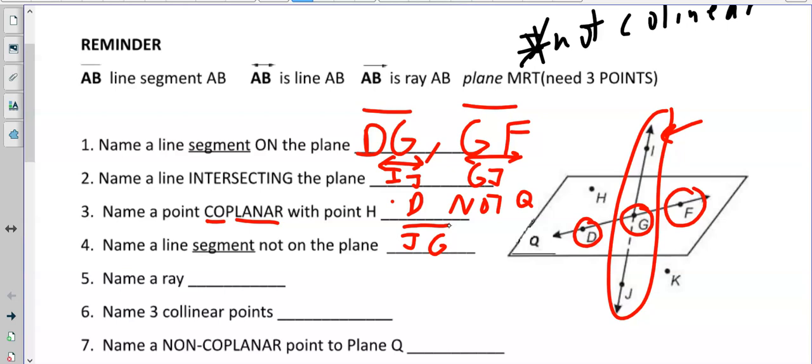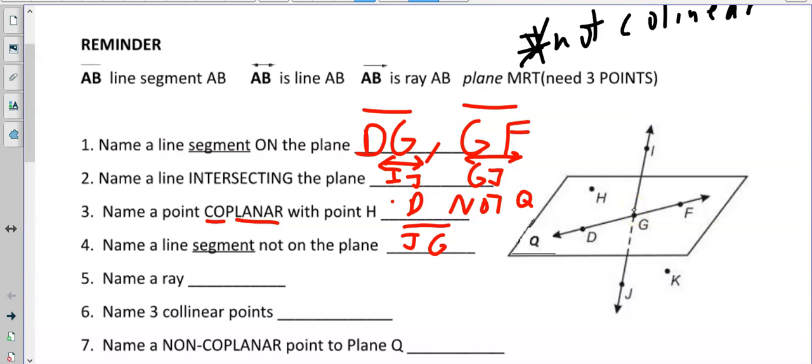Name a ray. Again, at this point, you can pretty much pick any 2 letters from either one of these lines as long as you just use the proper symbol. So I could say GI as long as I put 1 arrow over it. Okay, I could use FG. Doesn't matter as long as I use 1 arrow. I could have even done GF. There are plenty of rays in this drawing.